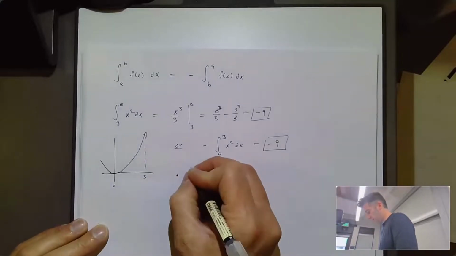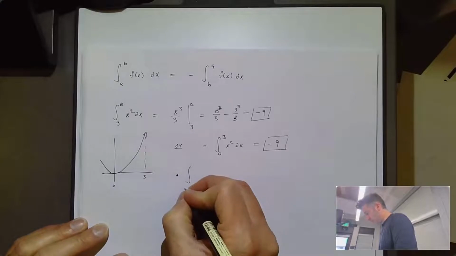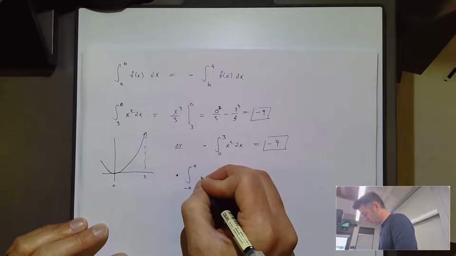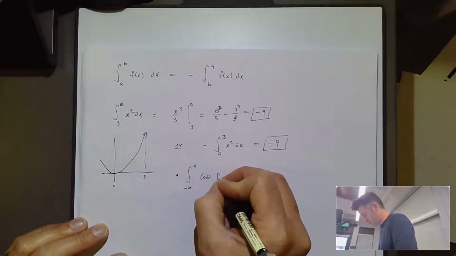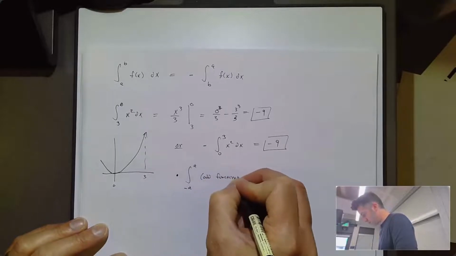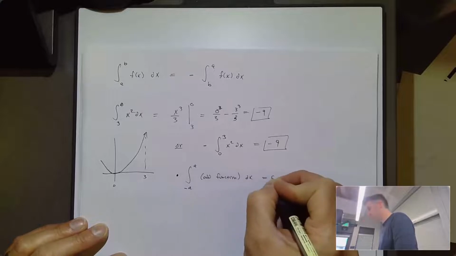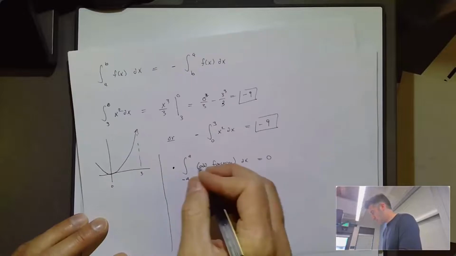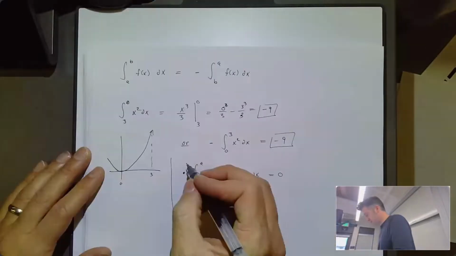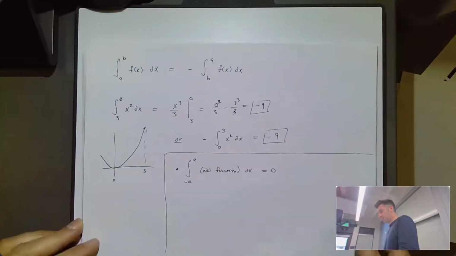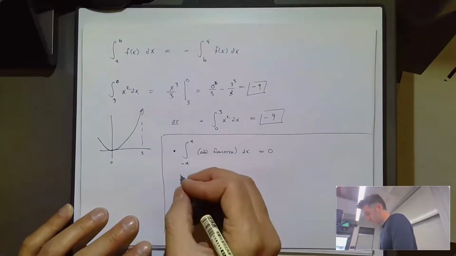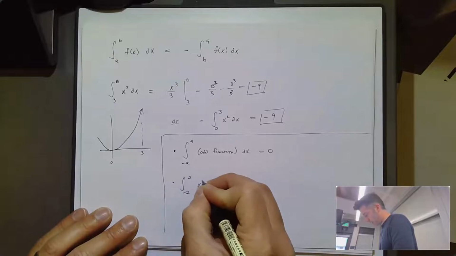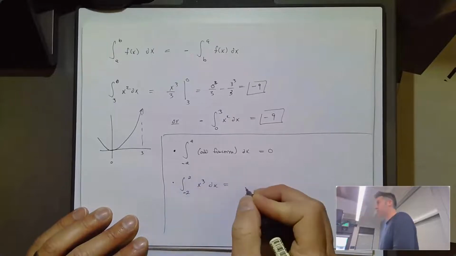One of them is the following. The integral from negative a to a of an odd function is equal to 0. There are lots of good examples of this. Some pretty standard ones are the following. The integral from negative 2 to 2 of x cubed is equal to 0.